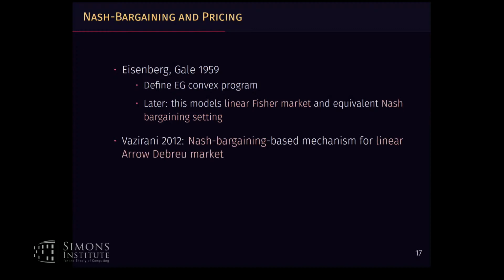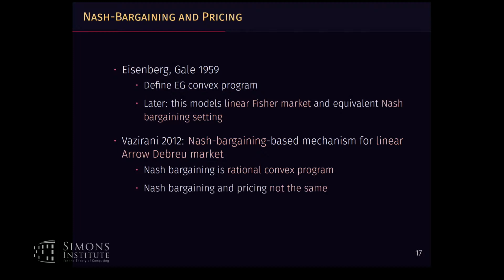But as soon as you move into other settings, such as, for example, linear Arrow-Debreu markets, it turns out that Nash bargaining and pricing mechanisms in general diverge. They do not give the same results, though Nash bargaining often turns out to be a rational convex program and have rational solutions. And in fact, in some settings, there are very nice combinatorial and strongly polynomial time algorithms, which is why I'm in particular interested in applying these techniques to matching markets where we have no nice algorithms.